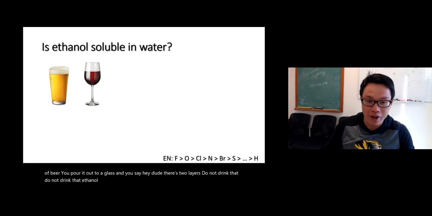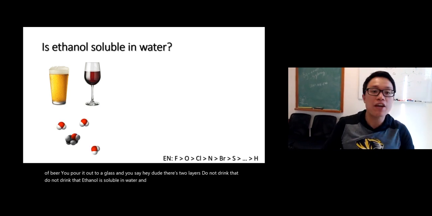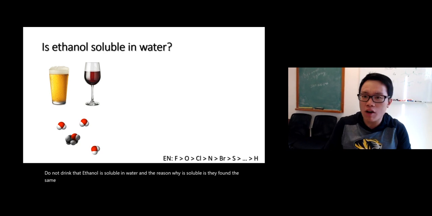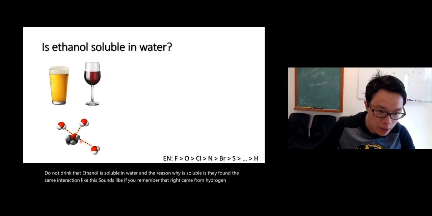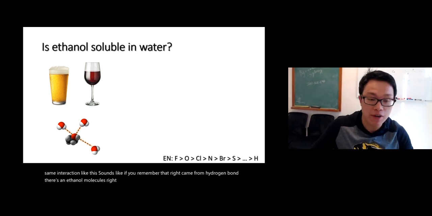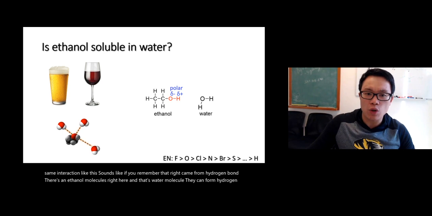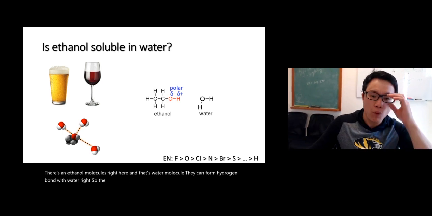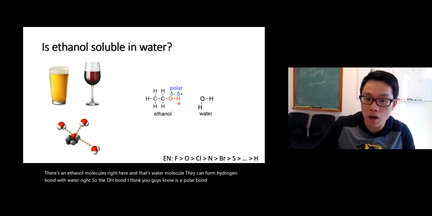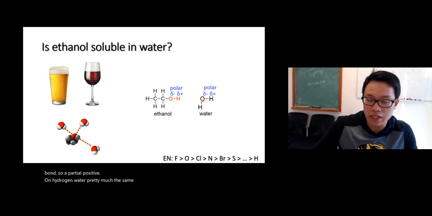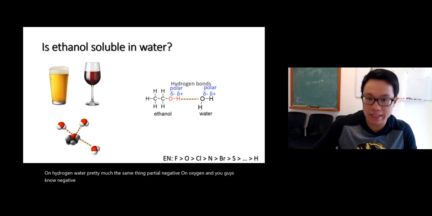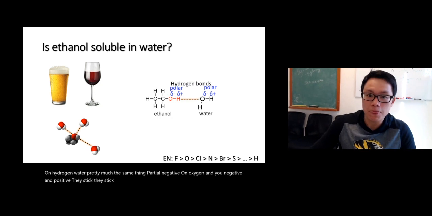Ethanol is soluble in water, and the reason why it's soluble is they form the same interaction. If you remember, they can form hydrogen bonds. There's an ethanol molecule right here and water molecules. They can form hydrogen bonds with water, right? So the OH bond, I think you guys know, is a polar bond. So partial positive on hydrogen. Water, pretty much the same thing, partial negative on oxygen. And you guys know, negative and positive, they stick together.